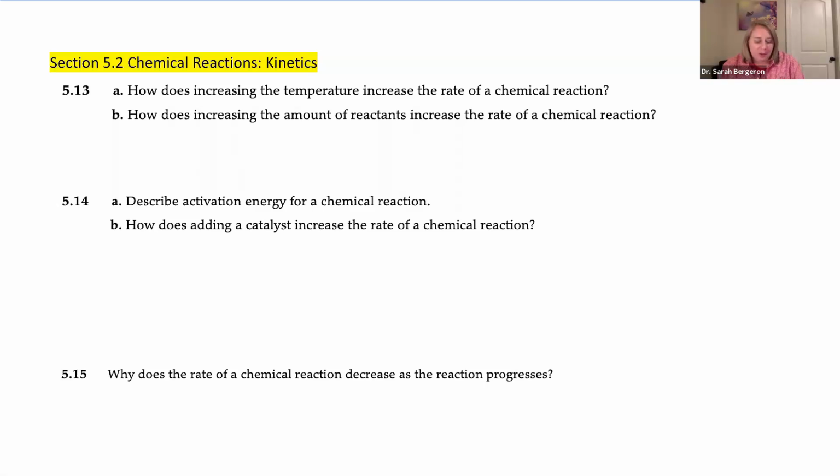All right, here we go. So we're doing odd numbers. How does increasing temperature increase the rate of a chemical reaction?